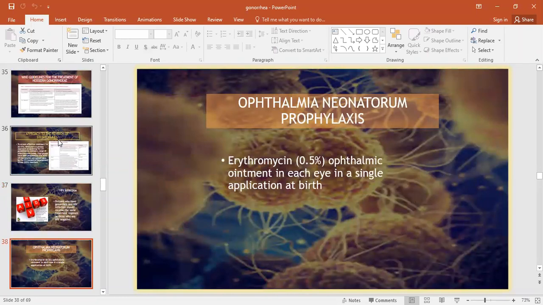Ophthalmia neonatorum prophylaxis: erythromycin ophthalmic ointment in each eye in a single application at birth.